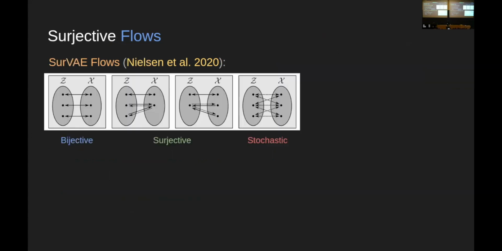Yeah. So that takes us to surjective flows, which were introduced in 2020 by Nielsen et al. So that's Nielsen, me. And here we showed how you can also introduce layers in a flow that are not invertible. And you could still have the forward, the inverse, and something along the lines of the Jacobian determinant.